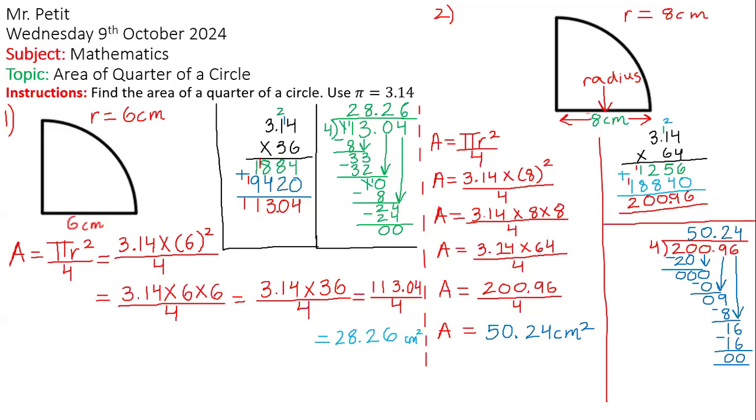The next thing I want you to do is take a picture of your work and send it to me via WhatsApp. Everyone needs to do that. My number is 426-8891.